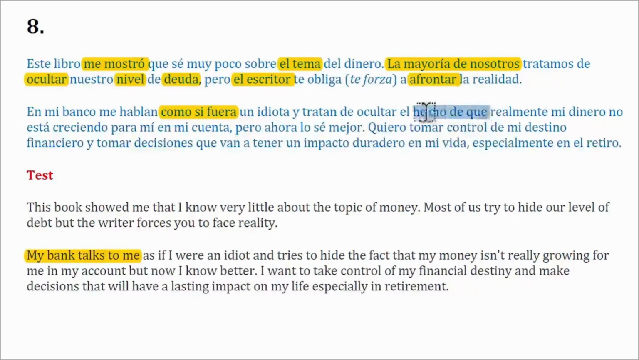the fact that, el hecho de que, realmente mi dinero no está creciendo para mí en mi cuenta, that in reality or really, my money isn't growing. Crecer is the verb to grow, so no está creciendo for me in my account. Mi cuenta is my account.